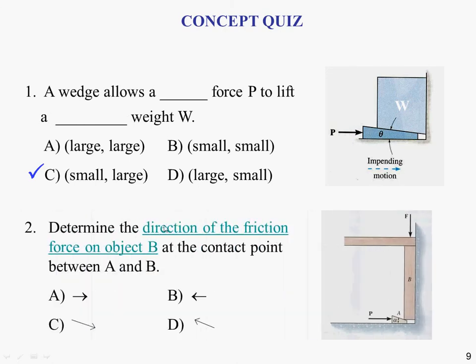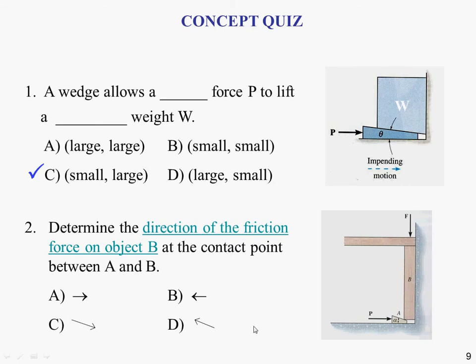Okay, so we've got another multiple choice question here. Determine the direction of the friction force on object B at the contact point between A and B. So again, pause the video, have a think about the problem, maybe draw some free body diagrams on a piece of paper, and think about what your answer is before I give it to you.